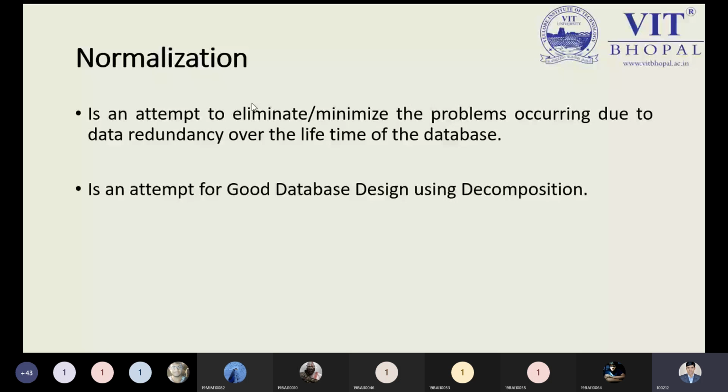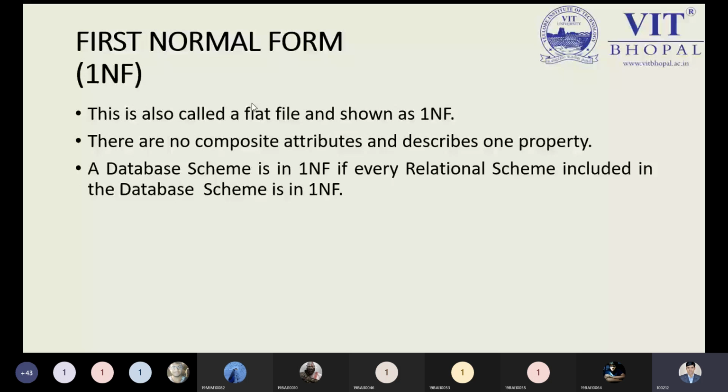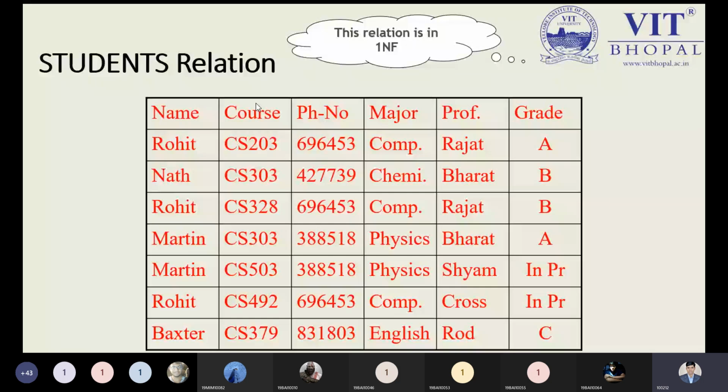I am sharing my first slide, so you can see we are looking at the first normal form. What is meant by the first normal form? You can read the three important points. This is also known as a flat file. This statement is saying that whatever relation we have is by default in the first normal form. If you remember the student relation with name, course, phone number, major, professor, and grade, which we saw before starting functional dependency, by default this relation is in first normal form.